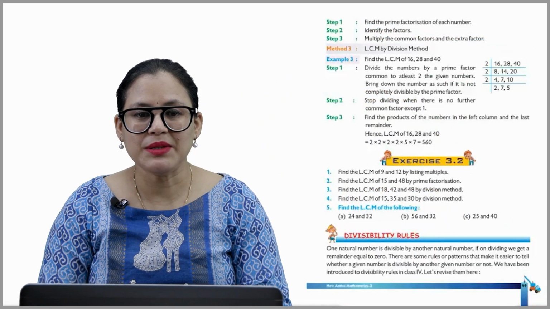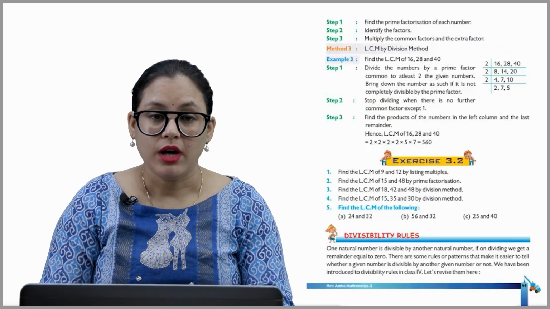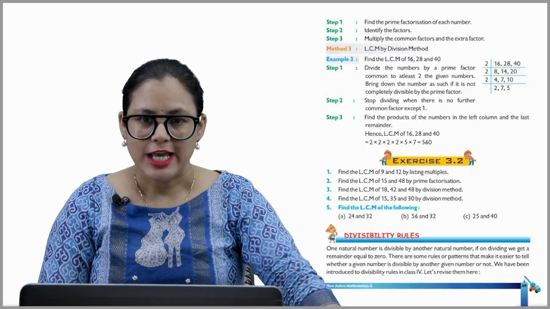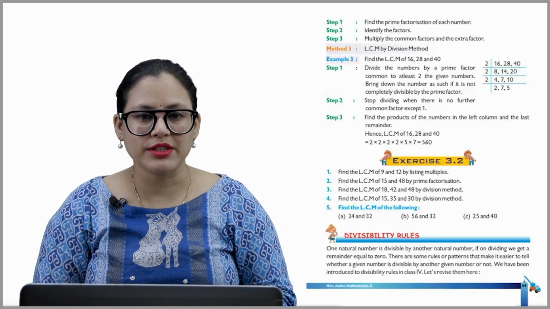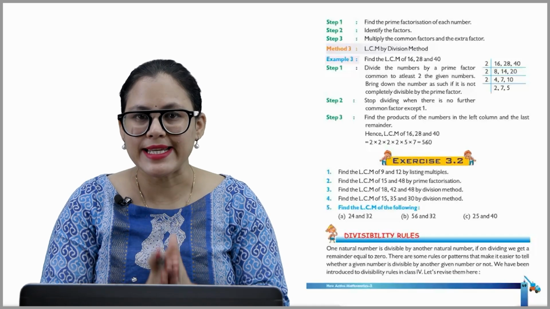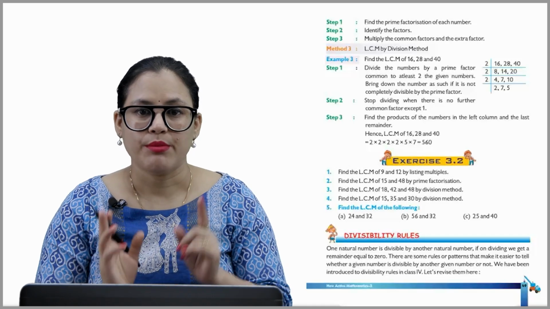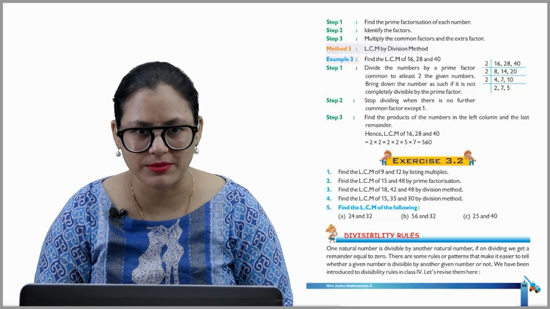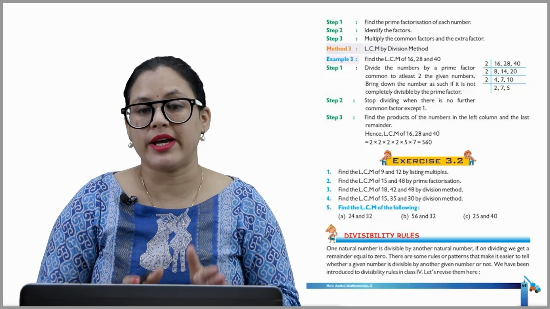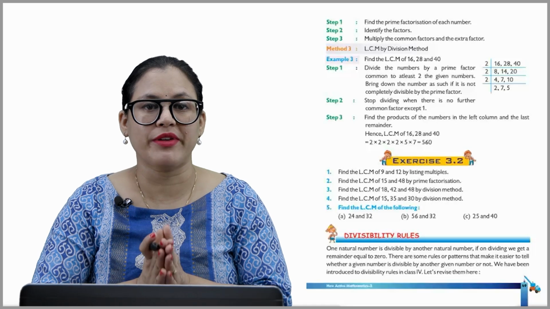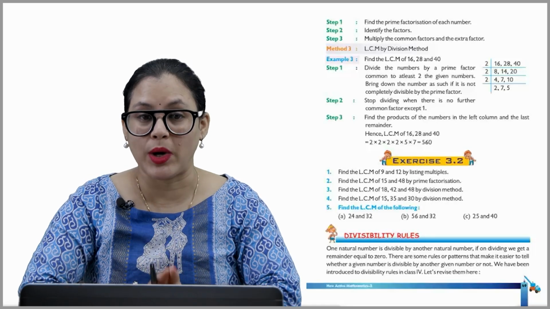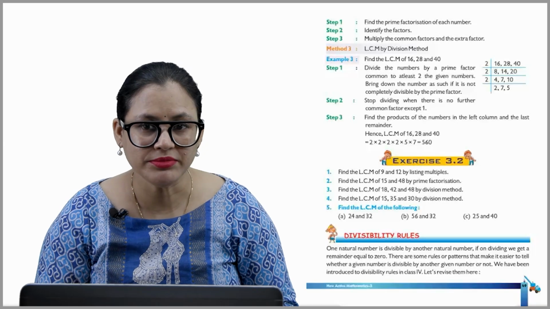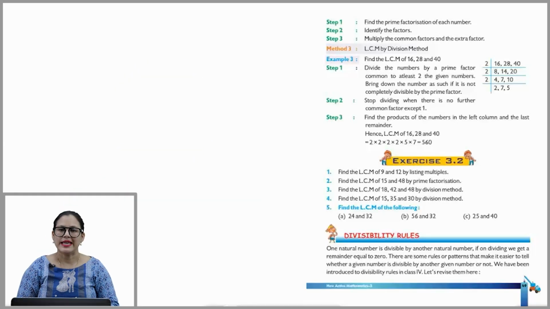Method 3, LCM by division method. Okay, find the LCM of 16, 28 and 40. Step 1, divide the numbers by a prime factor common to at least two of the given numbers. Bring down the number as such if it is not completely divisible by the prime factor. Step 2, stop dividing when there is no further common factor except 1. Step 3, find the product of the numbers in the left column and the last remainders. Okay, let's check out.